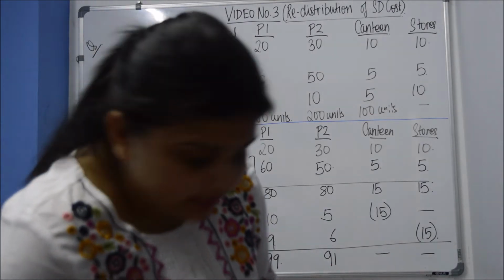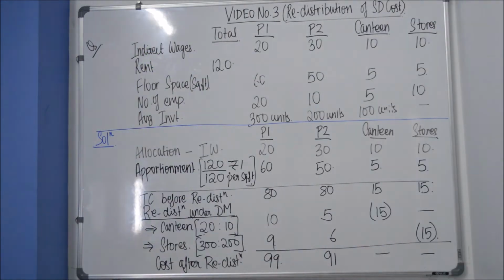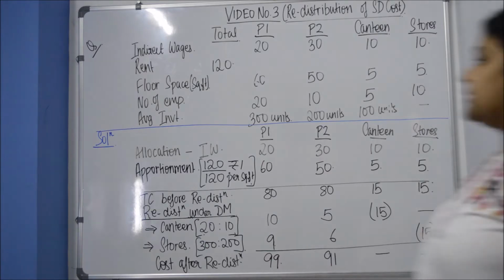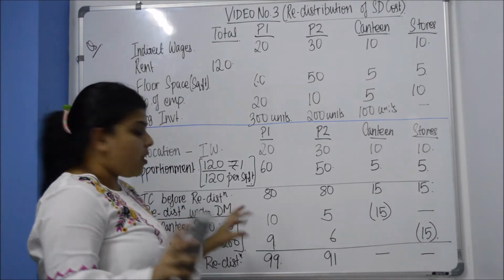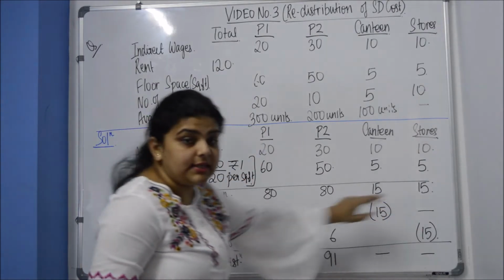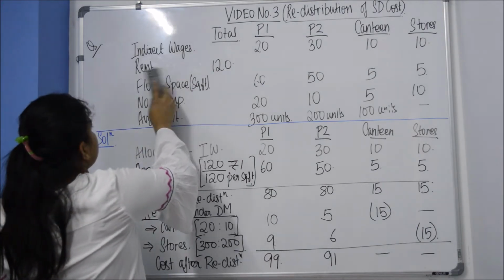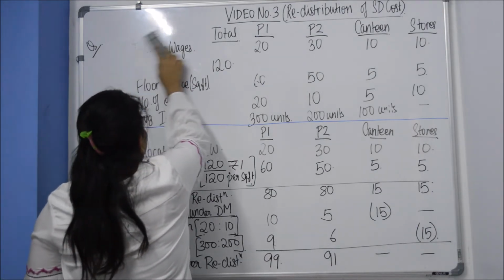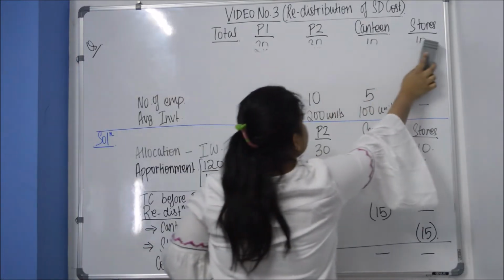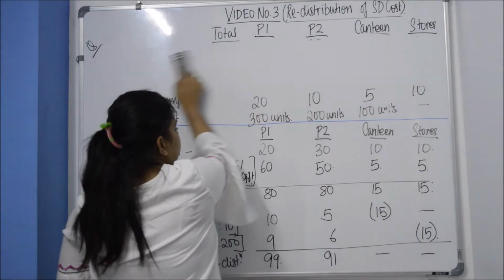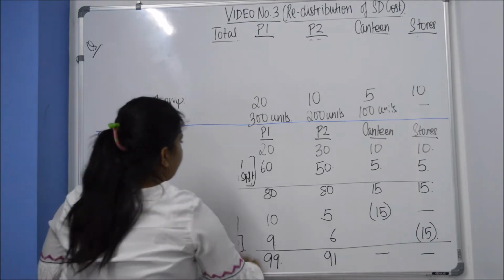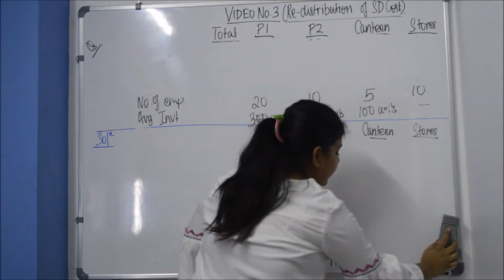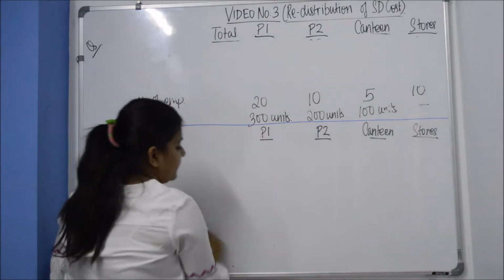Now, coming to the next method, that is my step down method. The second method is step down method. Since I have got everywhere the cost which has to be distributed, it is this. So what I am doing is I am just removing this information for the time being because we have less space on the board. I am removing this and I am writing directly the total cost before redistribution, that is 80, 15 and 15.